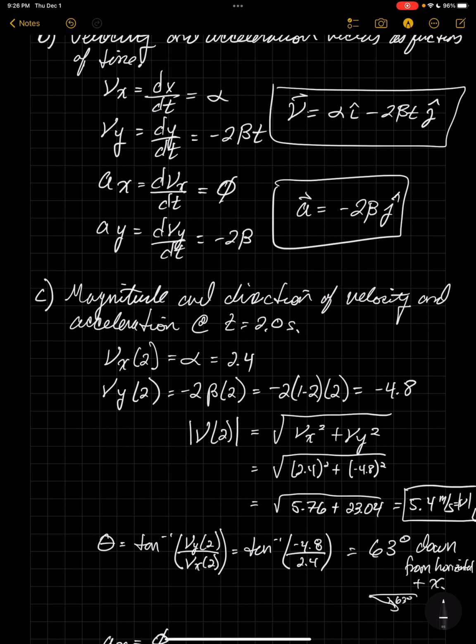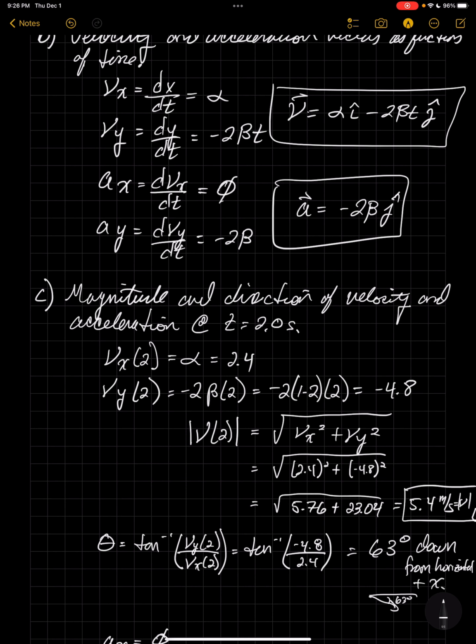The velocity in the y direction is negative 2 beta t. So the velocity in the y direction at 2 seconds is negative 2 beta times 2, which is equal to negative 2 times 1.2 times 2, or negative 4.8 meters per second.